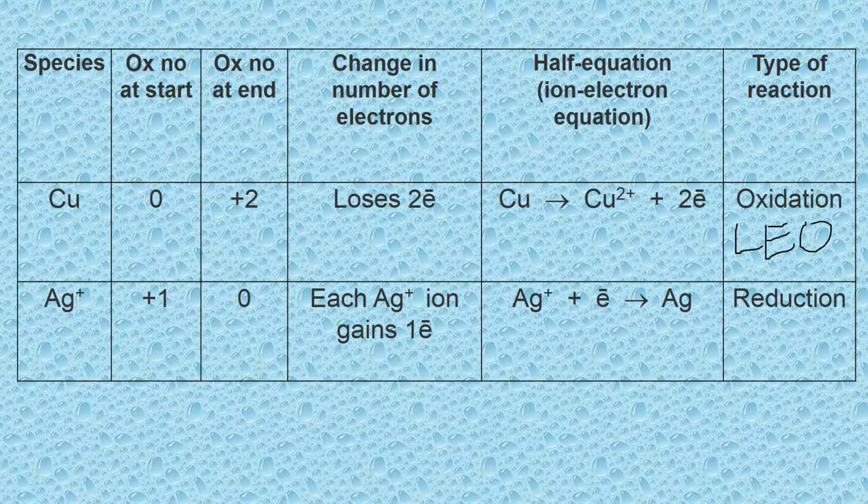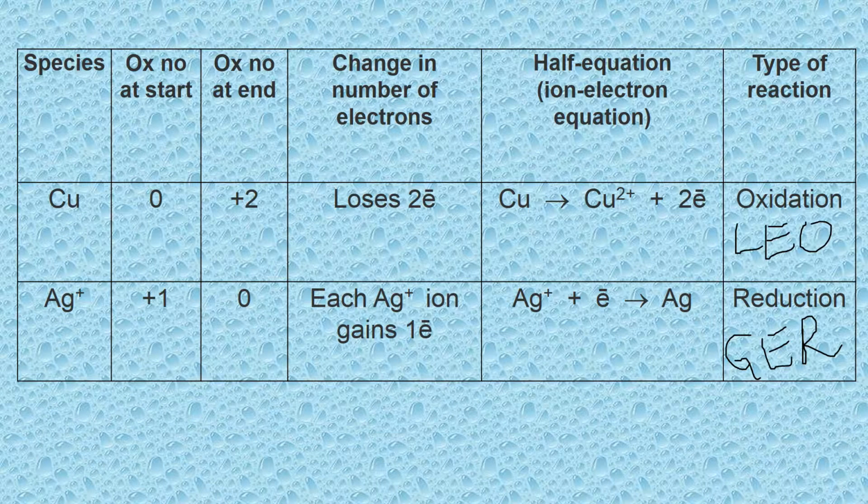The other chemical we are dealing with is silver ions, because it was silver nitrate, so it is present in the form of silver ions. The oxidation number at the start is plus 1, because remember this is a simple ion, its oxidation number is the same as its charge, so it's plus 1. At the end of the reaction, you have elemental silver forming, so the oxidation number is 0. What has happened to silver in this process? Each silver ion gained 1 electron. We show this in the half equation.